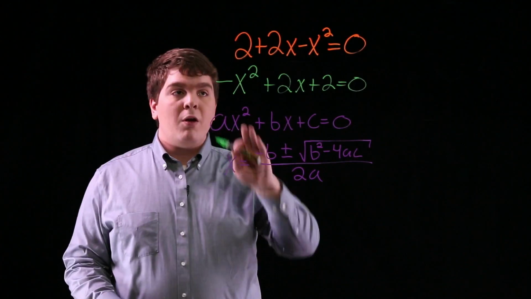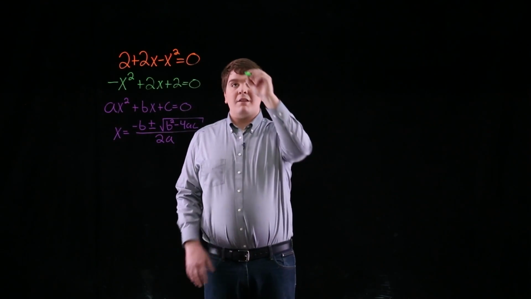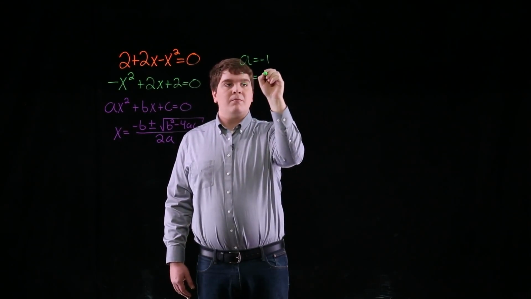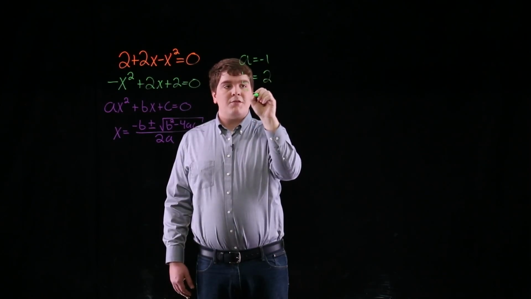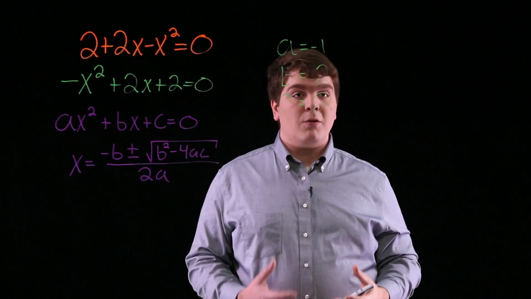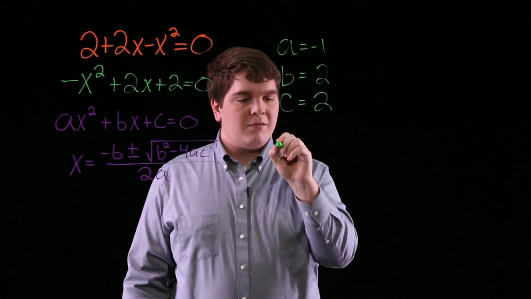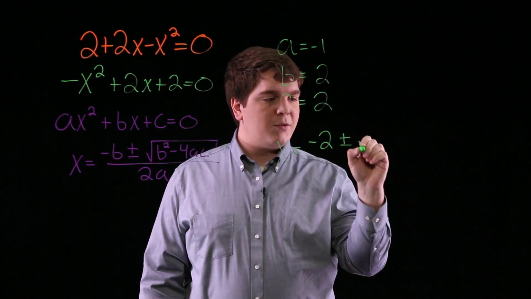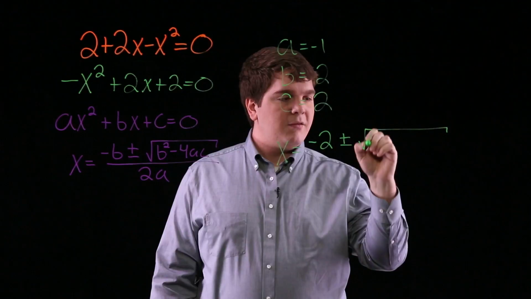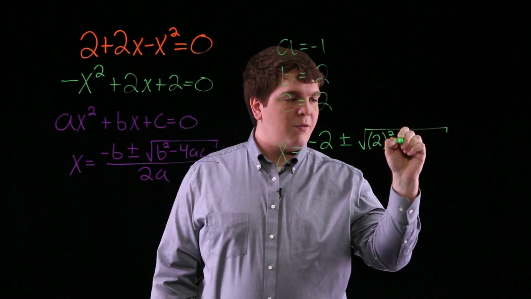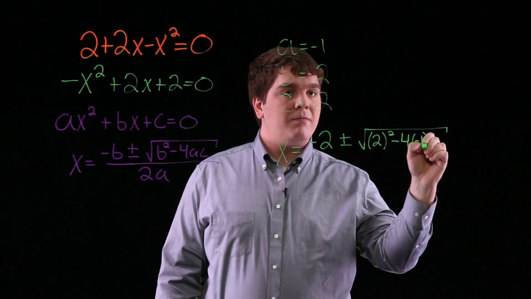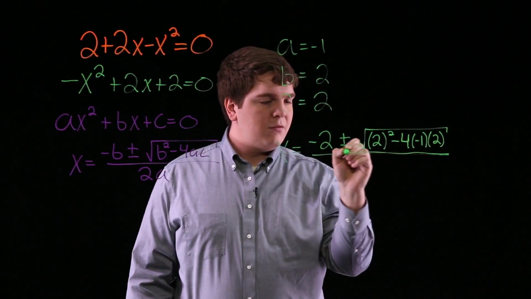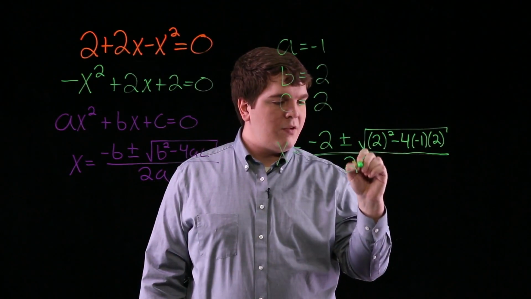Now, coming back to our problem, what we see is that we have a is equal to negative 1, b is equal to 2, and c is equal to 2. So the solutions to our quadratic equation are x equals negative 2 plus or minus the square root of 2 squared minus 4 times negative 1 times 2, all divided by 2 times negative 1.